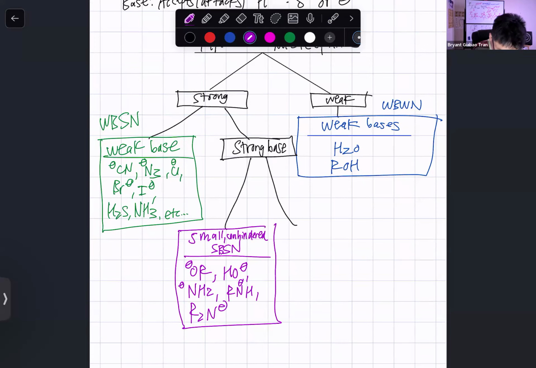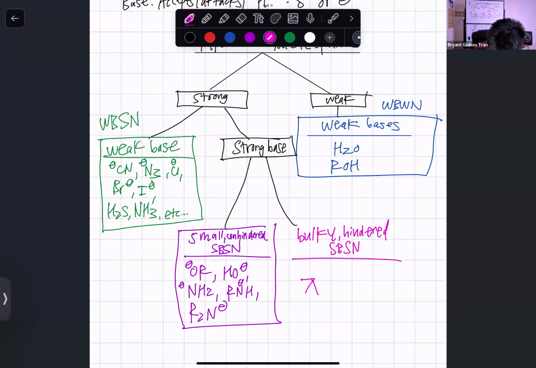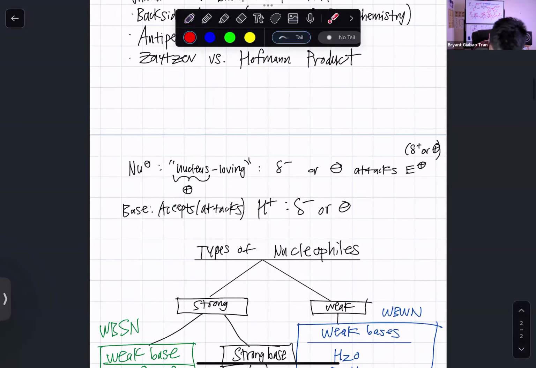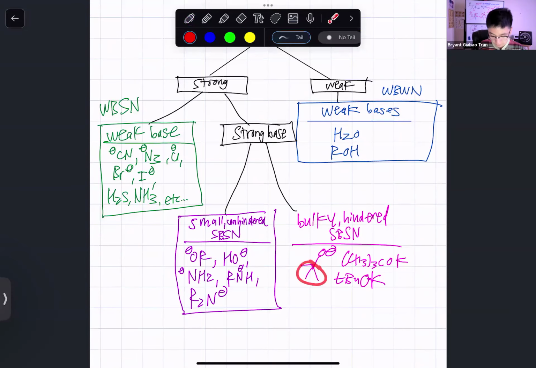Right. The other type that you might see is a bulky, hindered, strong base, strong nucleophile. And there's two that you need to be familiar with. Tert-butoxide, which is this. You might see this in the form of (CH3)3COK or Na, or you might see it as t-BuOK, or Na tert-butoxide, right? And it's bulky because the R group here is sterically hindered. There's a lot of groups surrounding that negative charge right there.